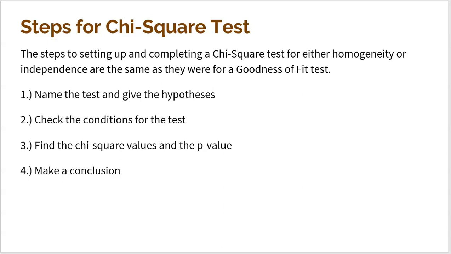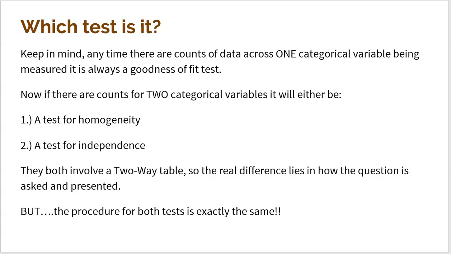Now, in this video, we're going to focus on a test for homogeneity and a test for independence. All right, so what test is it? We do have these 2 different types of tests, homogeneity and independence. Keep in mind, anytime there are counts of data across one categorical variable being measured, it is always a goodness of fit test. I don't care how many categories you have. If there's only one variable, but there's 20 categories, well, it is still a goodness of fit test.